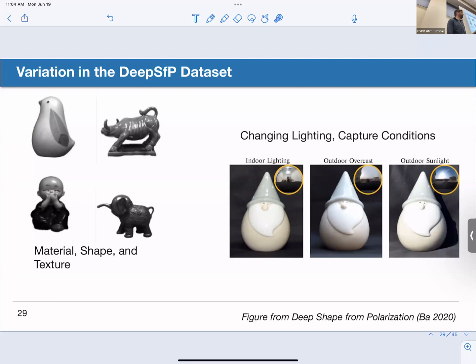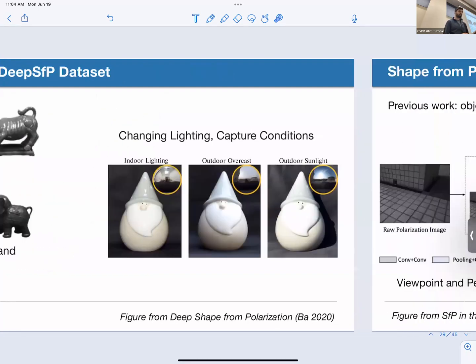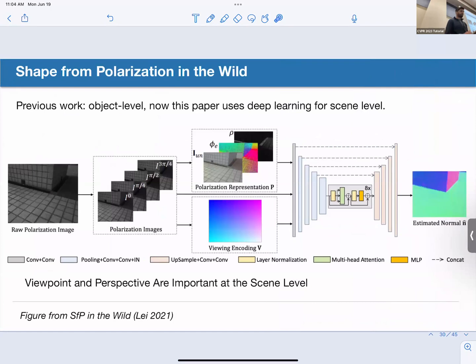Now, for the Deep SfP paper in 2020, this is all object level. These are all single objects. These are not scenes, which have depth discontinuities and more complex things to handle. But this is 2020. So then in 2022, I believe there's a typo here. This should be 2022.